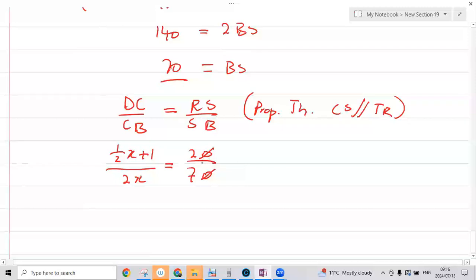And then you're going to cross multiply. You're going to get half X times 7, and then we're going to get 2X times 2. So let's go for it. So you're going to get half X plus 1, 7 into that, and 2X times 2, or 2 times 2X.